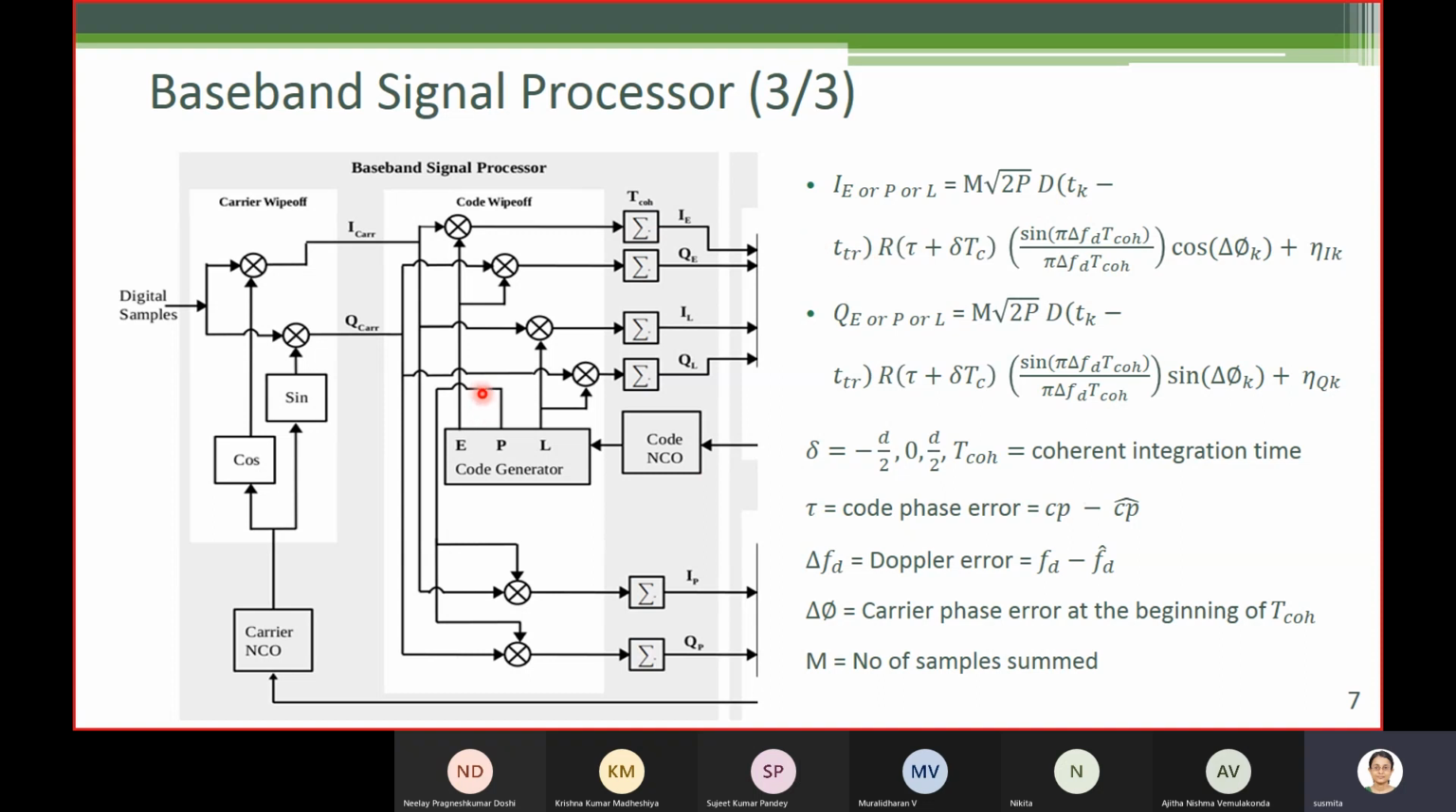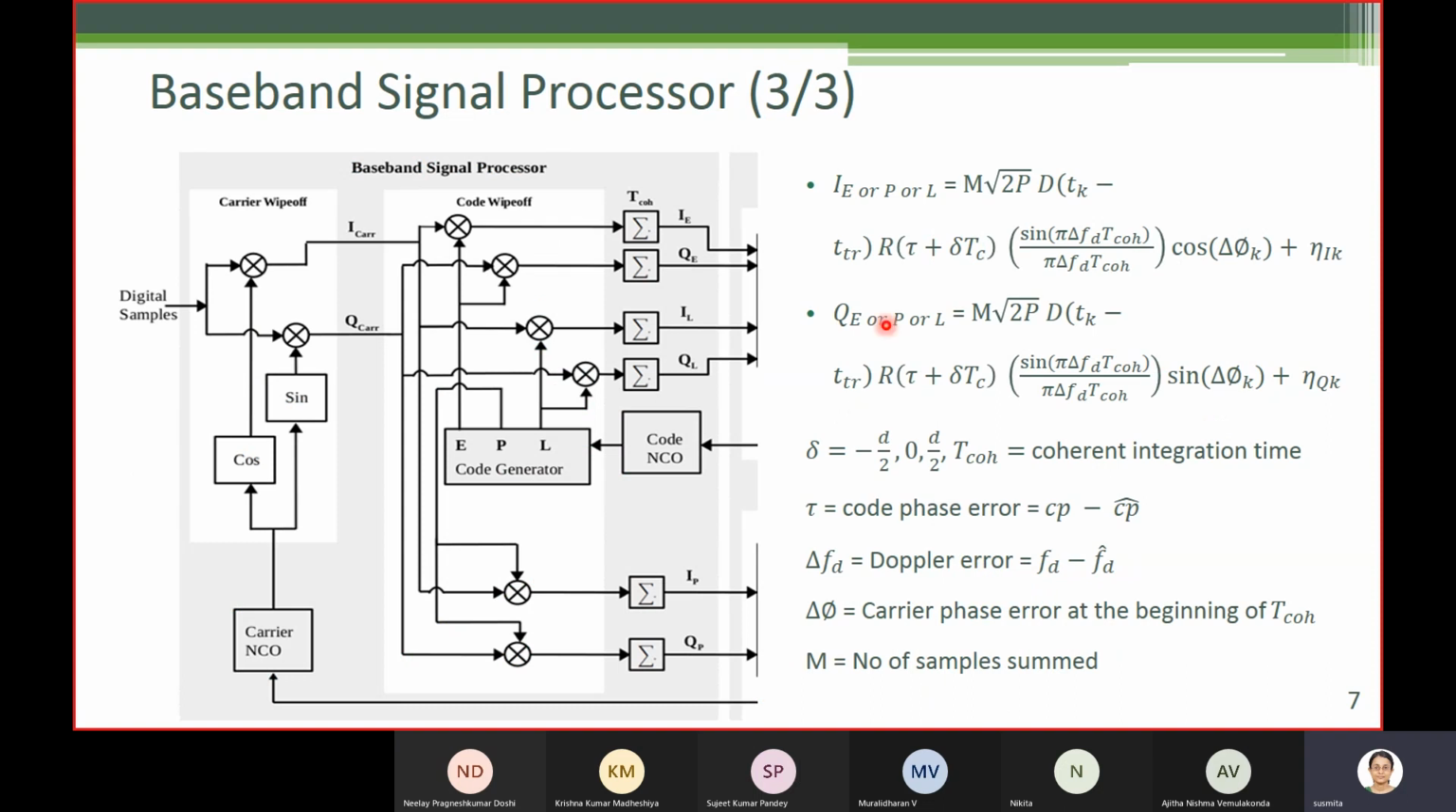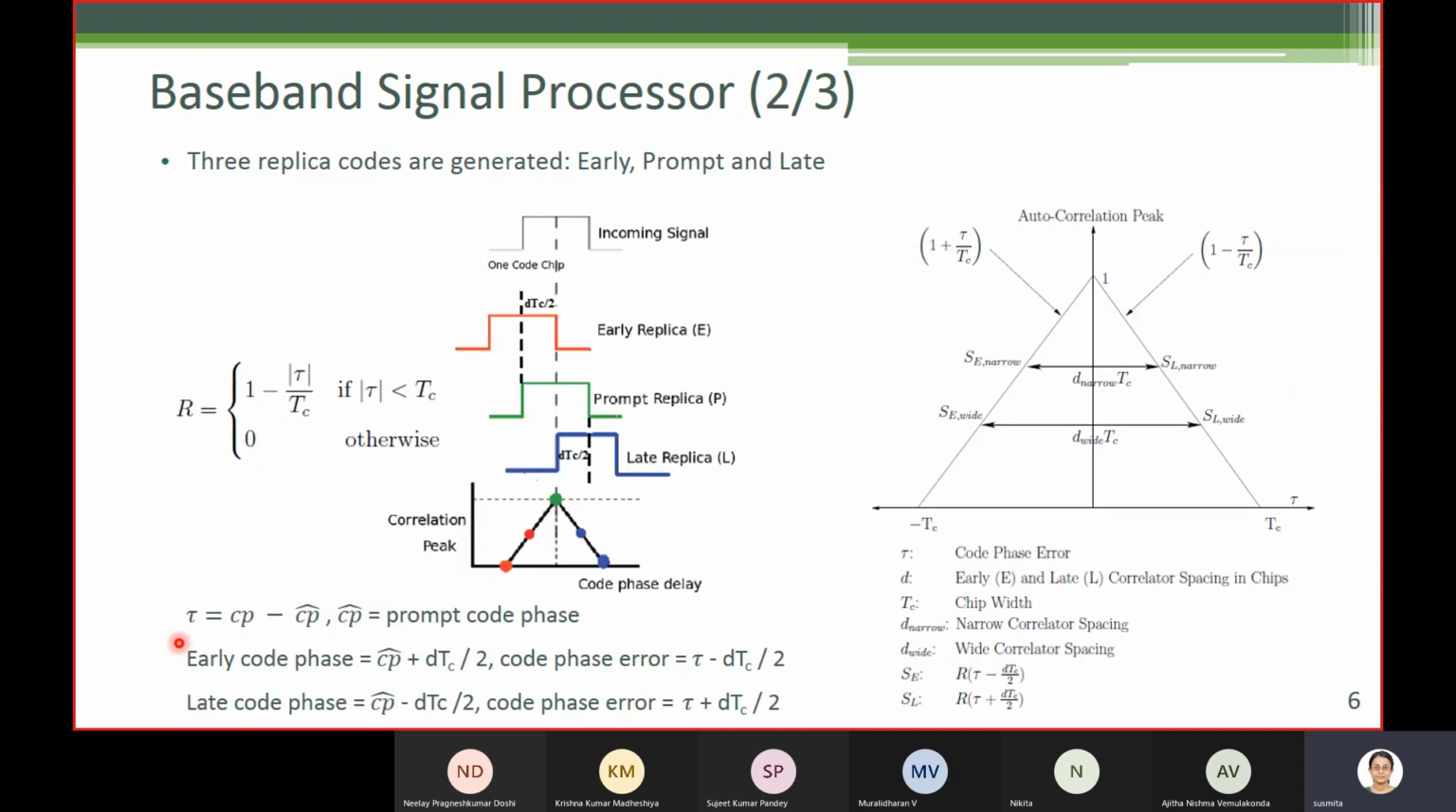Okay. Then on the previous two slides, we discussed that this is equivalent to correlation. We assume that FD hat is close to FD, and then we assume that the cos term is almost equivalent to 1. So you are multiplying the code samples, averaging, summing, that is equivalent to integration. So you are basically doing correlation. That's why this correlation term R comes. For prompt, it is R of tau. Tau is the prompt code phase error.